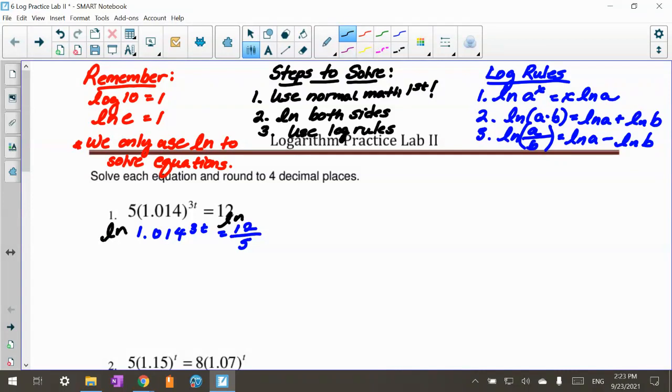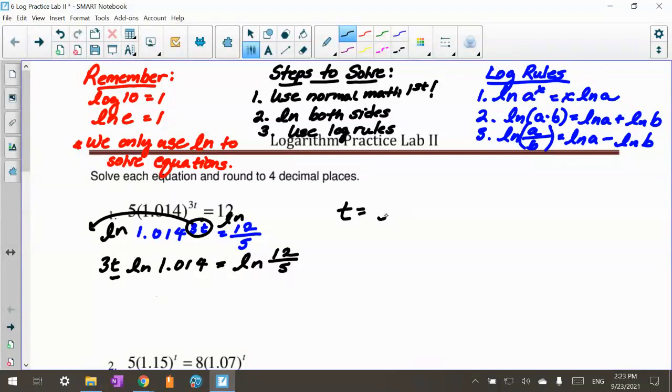As soon as I do that, I have 3 log rules. So now I can bring this exponent down front and write it as 3t times the natural log of 1.014 equals the natural log of 12 over 5. You can put the parentheses there if you wish. Since I'm solving for t, the 3 and the natural log of 1.014 are hooked by multiplication, so I'm going to divide both sides by that. I end up getting t equals the natural log of 12 over 5, all over 3 times the natural log of 1.014. You have a fraction button on your calculator; put it in just like that.